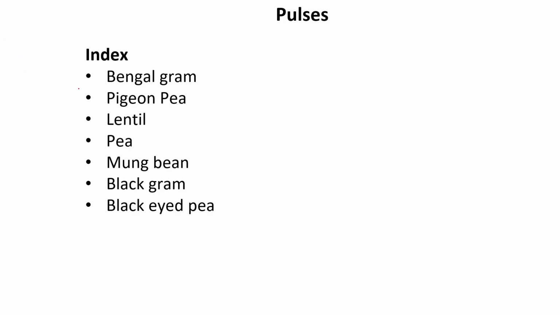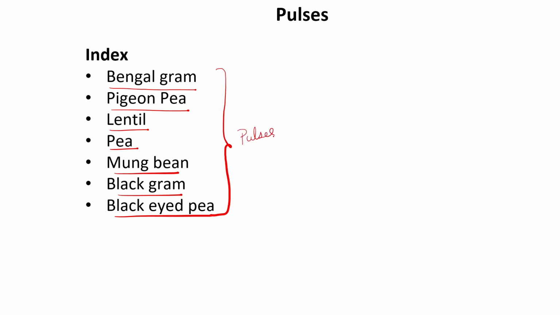In this session, we are going to study the different types of pulses that are found in India. They are Bengal gram, pigeon pea, lentil, pea, mung bean, black gram, and black-eyed pea. All these different types of pulses we are going to cover in this particular session.